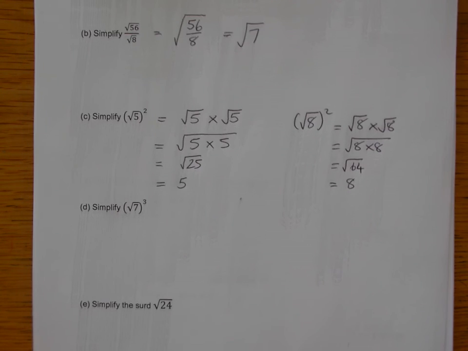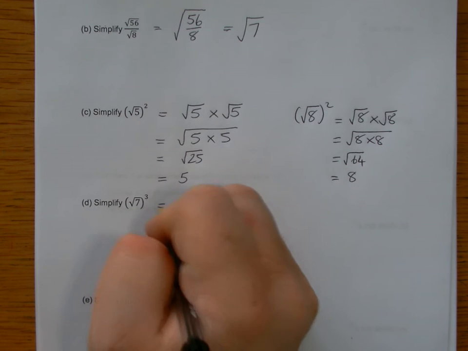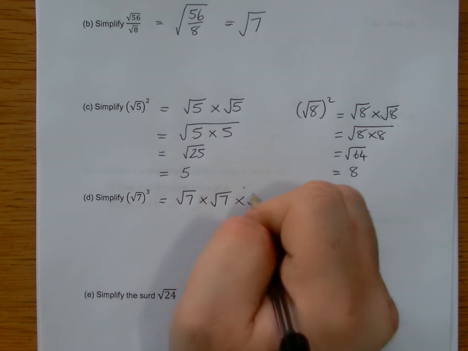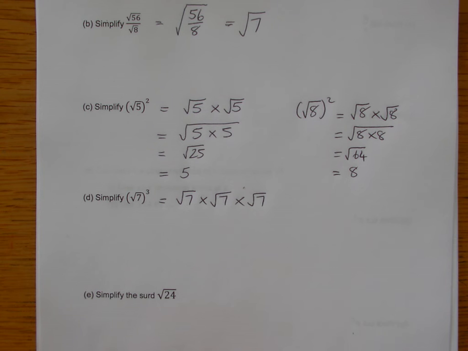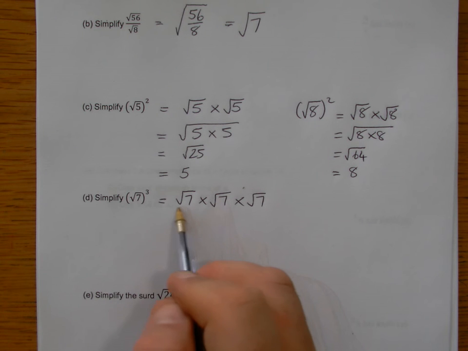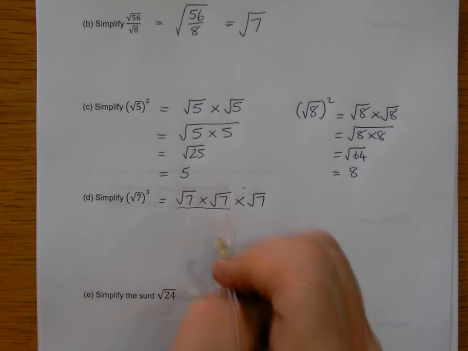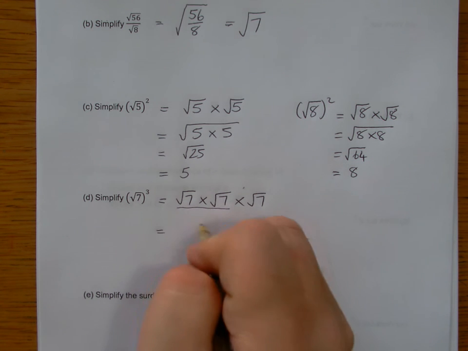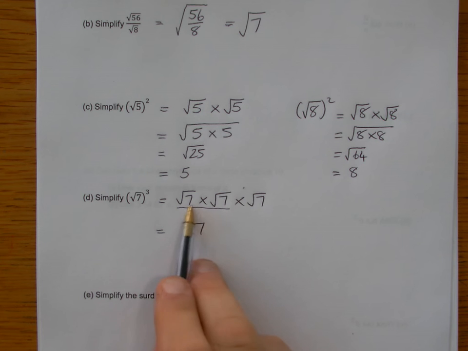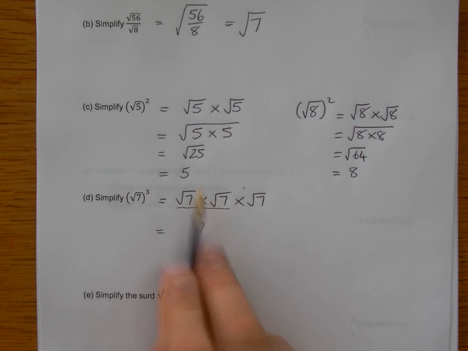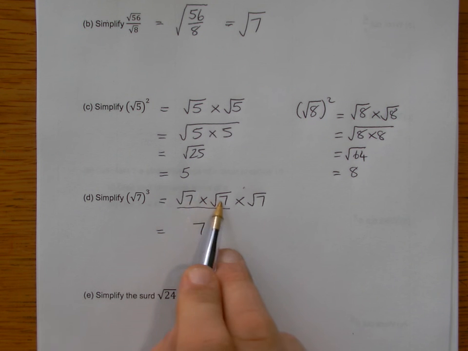Okay, with D, now in this case we've got a cube. So what I'd advise you to do here when you're cubing is to write it out 3 times, because that's what cubing means, times by itself and by itself again. And then take that pair there and appreciate that that's actually going to become 7. If you work that out, that would be 7, because it's like root 7 squared, in the same situation as we had in C. So you just get 7 when you do root 7 times root 7. You can prove it if you want to, going through that process.